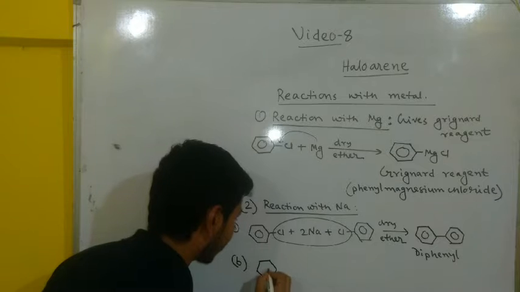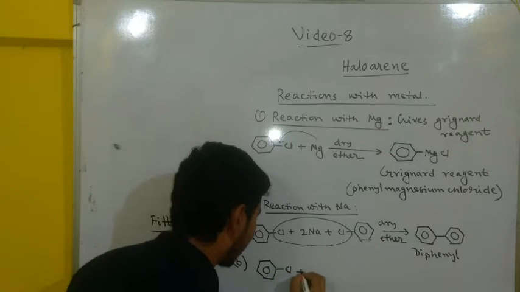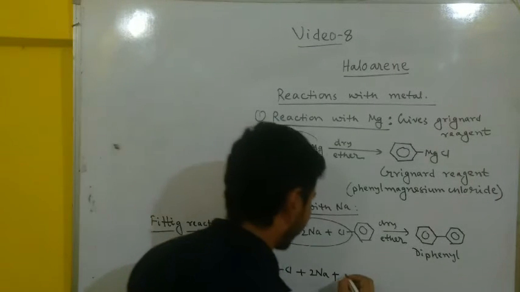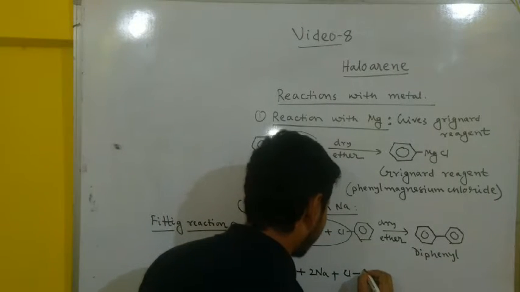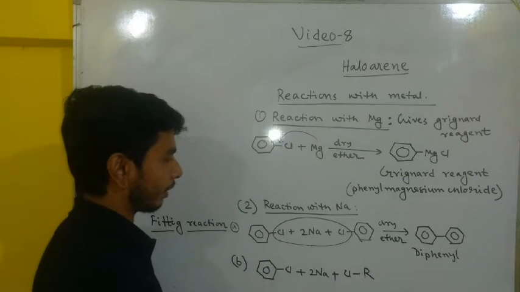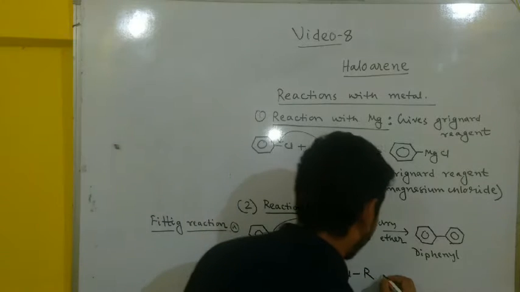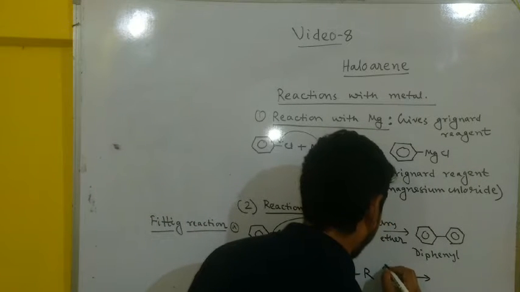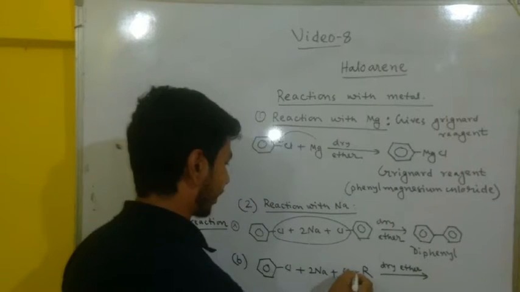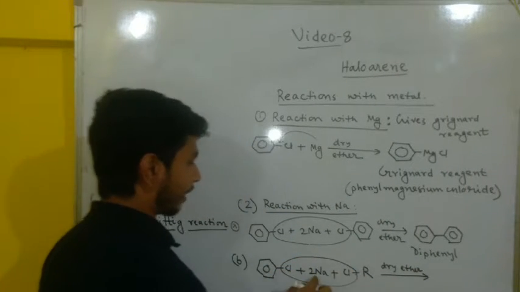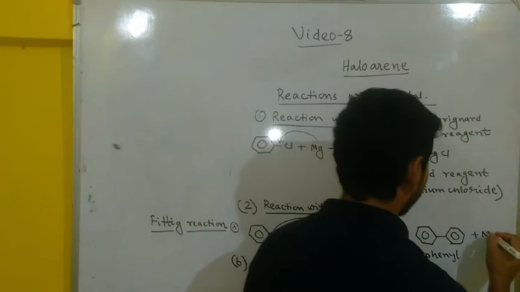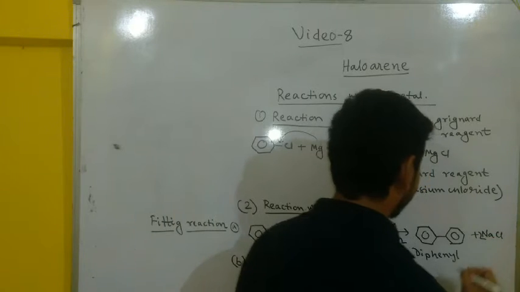Chlorobenzene upon treatment with sodium in presence of dry ether, where one is chlorobenzene and the other is an alkyl halide. Here again, twice Na and twice Cl, so twice NaCl is removed. The side product is twice NaCl.